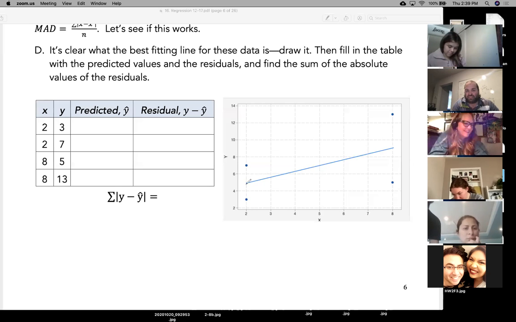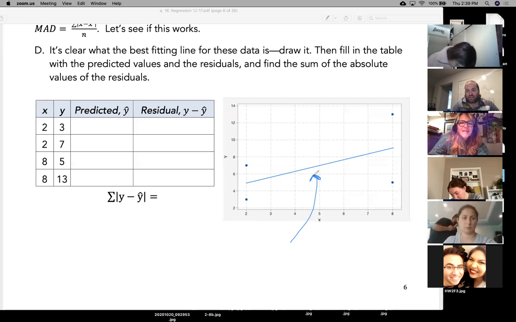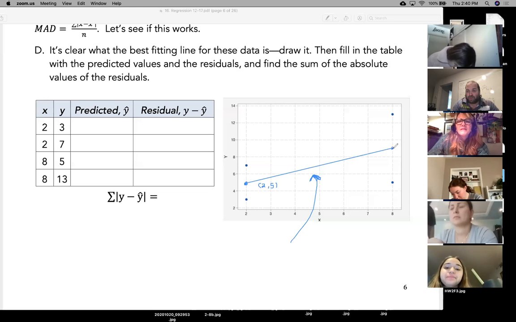All right. So let's say we've established that this is the best fit line. What is the equation of this line? How do I find the equation of a best fit line? Who remembers how to find the equation of a line? Well, you need two points on the line. What's this point right here? It's 2,5. And this point here is 8,9.